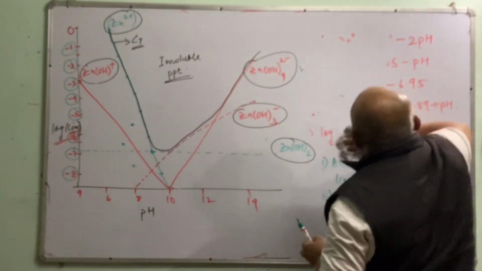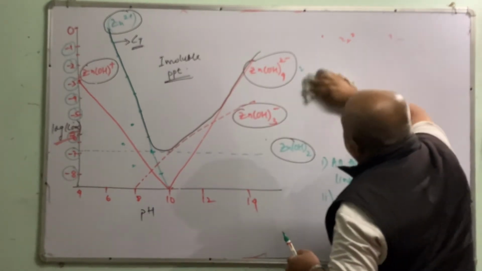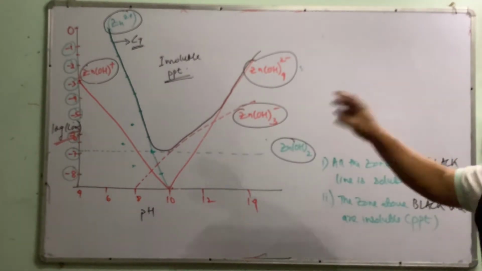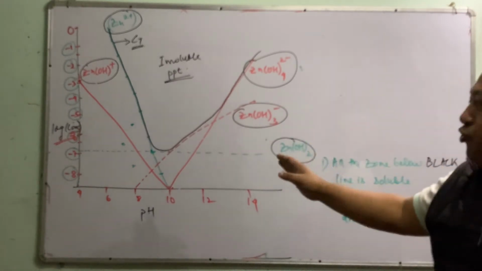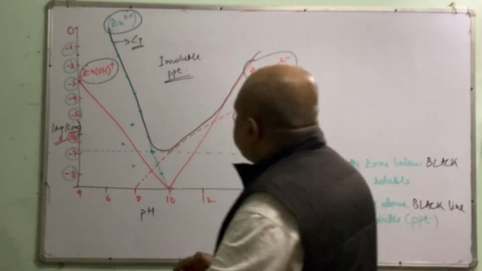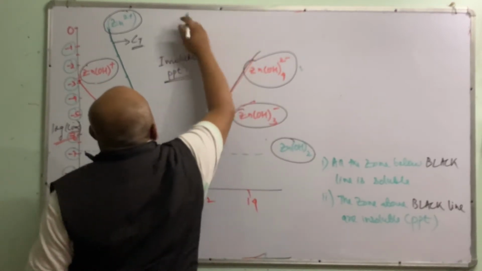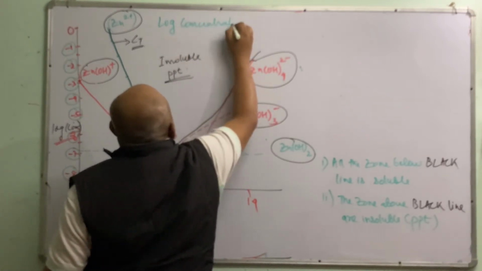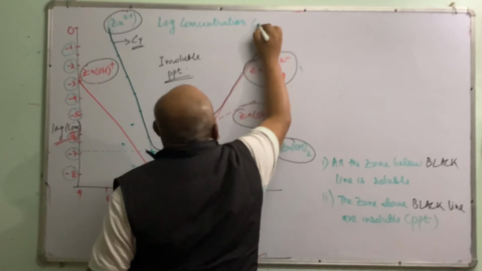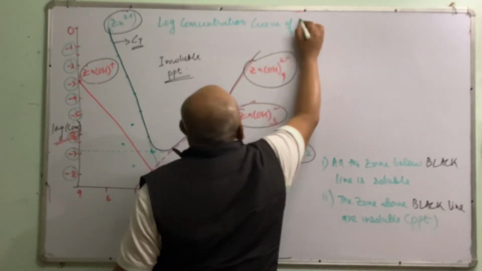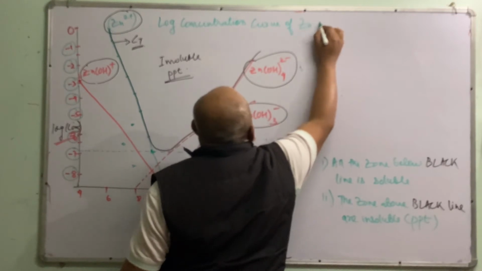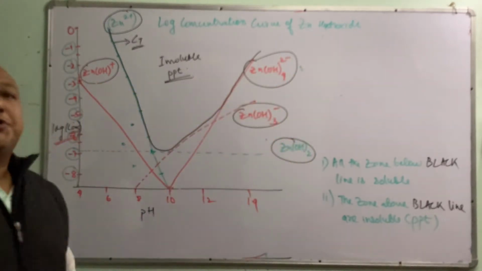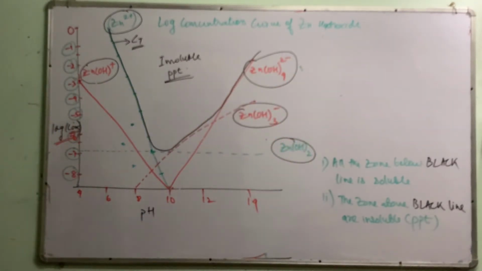Let me rub this part since you have already copied it. Now by looking at this graph, we are going to discuss, this is the final graph. This is called the log concentration graph of zinc at different pH. This is called the log concentration curve of zinc hydroxide. We can make this one for zinc chloride, zinc sulfate, whatever. This is for zinc hydroxide.